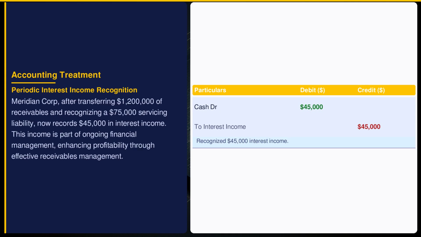Interest income from the receivables transfer is recorded, as ASC 860 allows for recognizing income when continuing to manage the asset. Meridian Corporation credits $45,000 to interest income, reflecting the earnings from this financial arrangement. This recognition enhances the income statement, showcasing effective liquidity management and asset utilization.